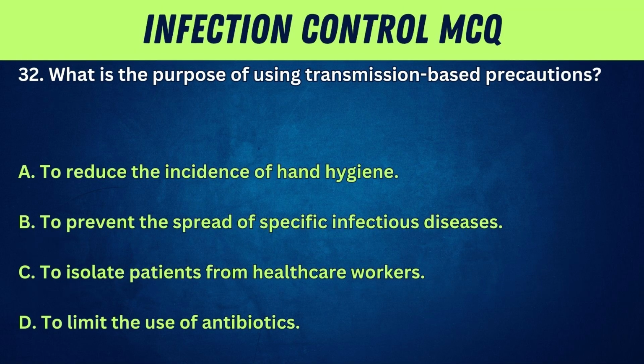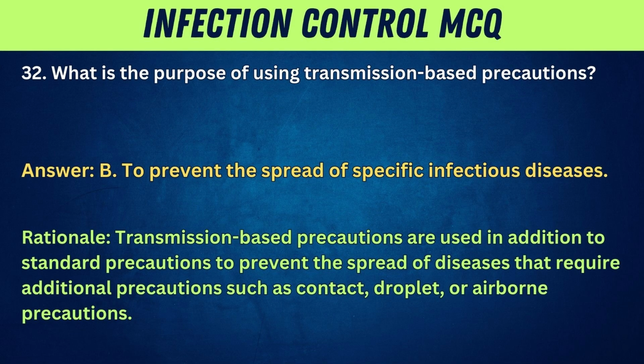32. What is the purpose of using transmission-based precautions? A. To reduce the incidence of hand hygiene. B. To prevent the spread of specific infectious diseases. C. To isolate patients from healthcare workers. D. To limit the use of antibiotics. Answer: B. To prevent the spread of specific infectious diseases. Rationale: transmission-based precautions are used in addition to standard precautions to prevent the spread of diseases that require additional precautions such as contact, droplet, or airborne precautions.